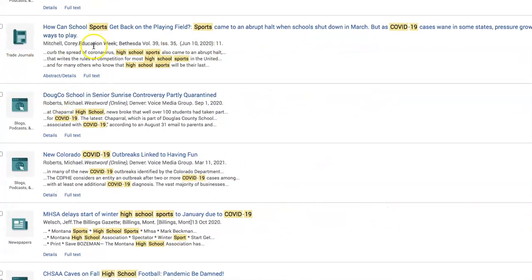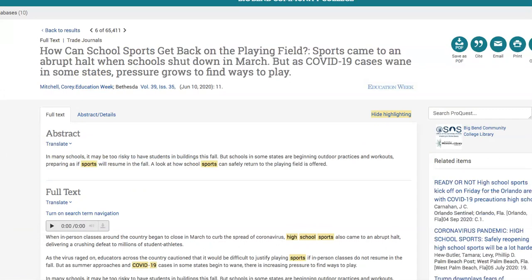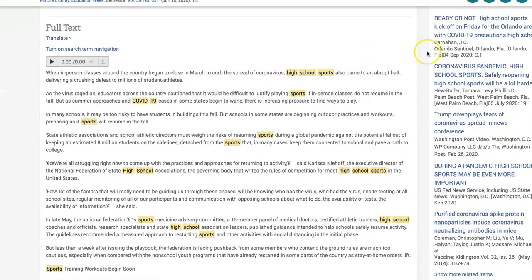It's in a trade journal. It's Education Week. Oh, that's about high school. That's totally what I want to look at. I'm going to look at this now just to see. I see it is full text, and I'm going to go through it. I'm going to read it. I'm going to see if there are other words I want to use.